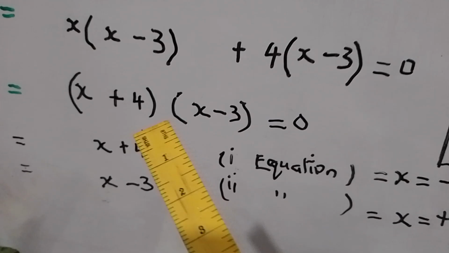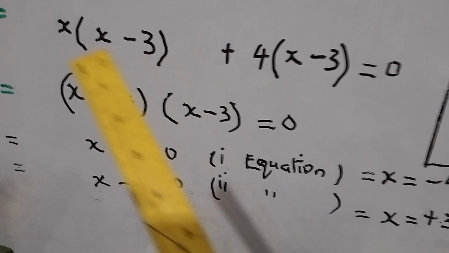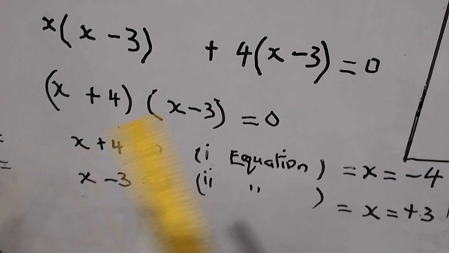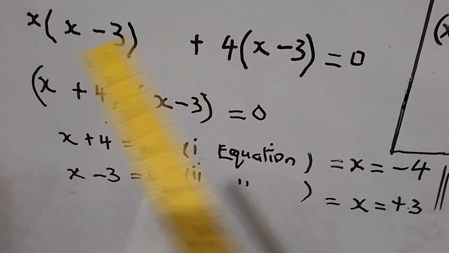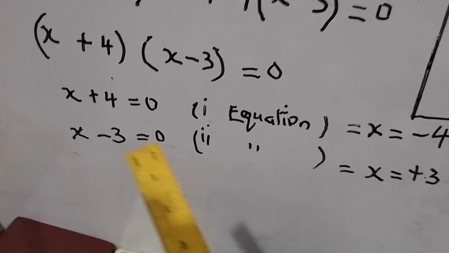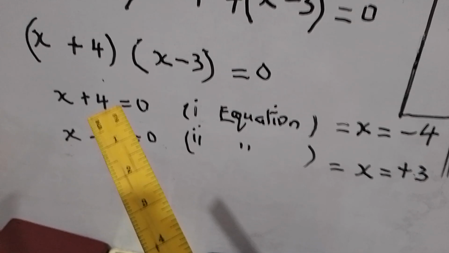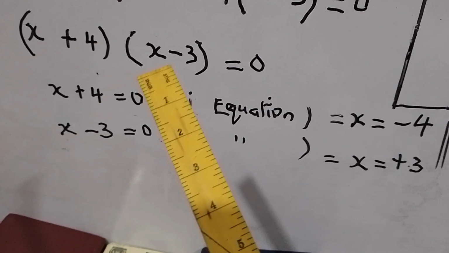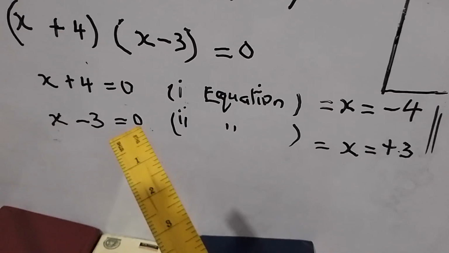Equals 0. So we come here and pick the ones outside, x plus 4, and form one bracket. And choose either of the 2. We can't take the 2, we'll just take 1 and put it here. Now we'll form 2 equations. x plus 4, which is this one, equals 0. Equation 1. x minus 3 equals 0. Equation 2.